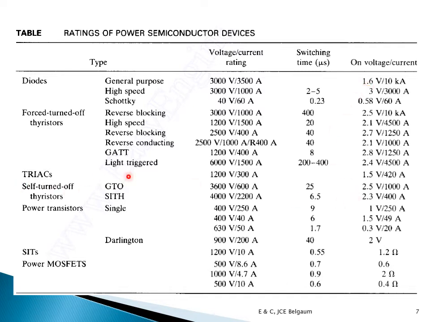Similarly for triac, you see 1.5 volts, 420 amperes. So you can look into these things and understand how these devices are categorized as high speed or general purpose, and all that. Go through this properly so that you understand and distinguish, and you can remember them.